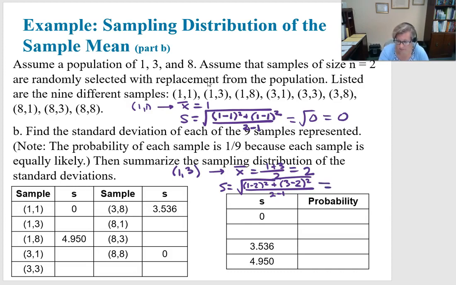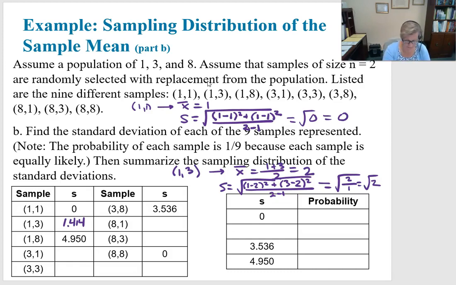All right, that would give me negative 1 squared, which is 1, and 1 plus 1 is 2, so 2 over 1, so the square root of 2. And the square root of 2, when I put that in my calculator, is 1.414. So I put that here. So you're going to go through and do that for every single sample. And yes, I know it's tedious, and I apologize. But you will need to do this for every single problem.